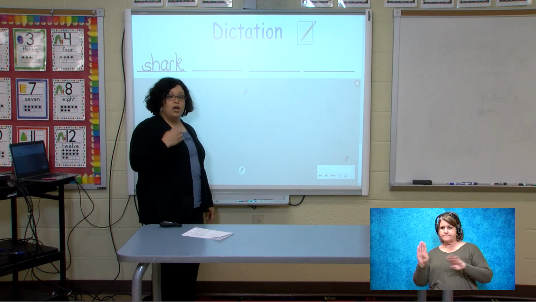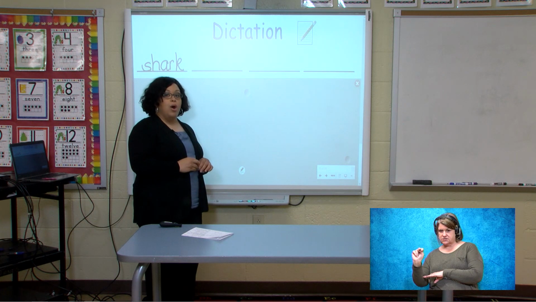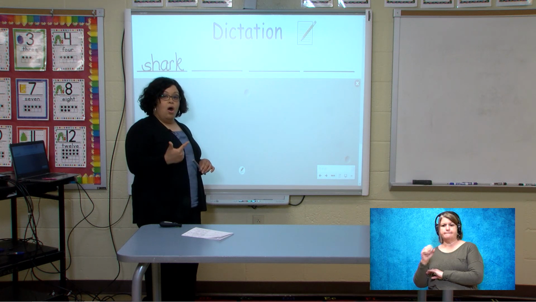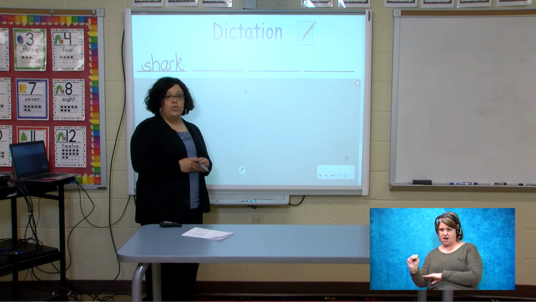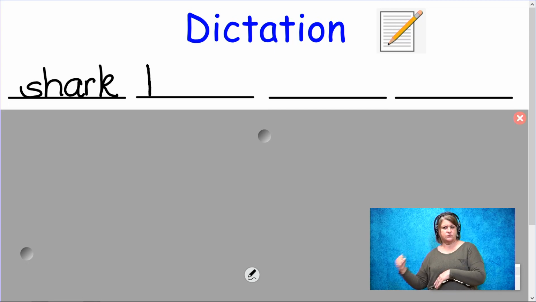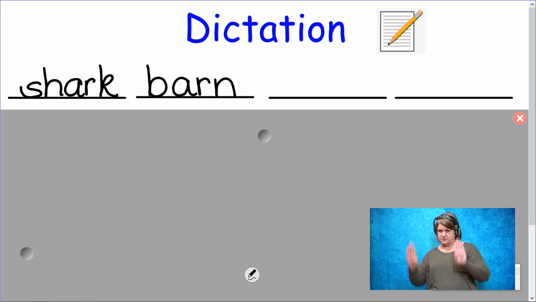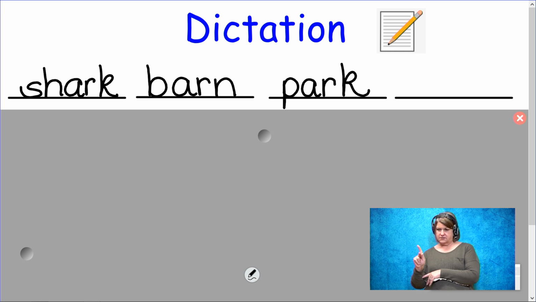Barn. Say the sounds you hear in barn. Let's write the sounds we hear in barn. Good job. Let's do another one. Park. You hear that R? Say the sounds you hear in park. Ark. Let's write the sounds we hear in park. Every time you hear that R sound, you're going to write the letters AR.